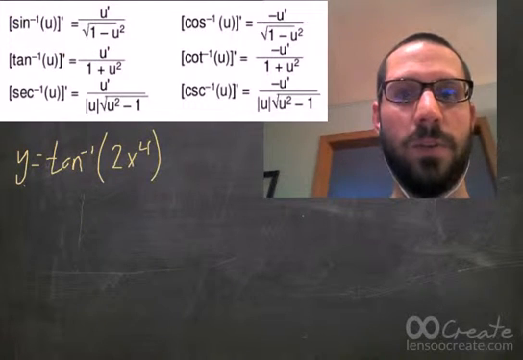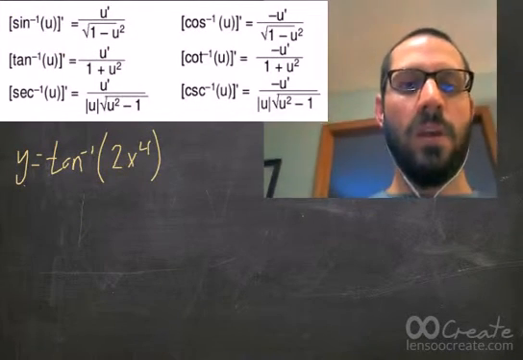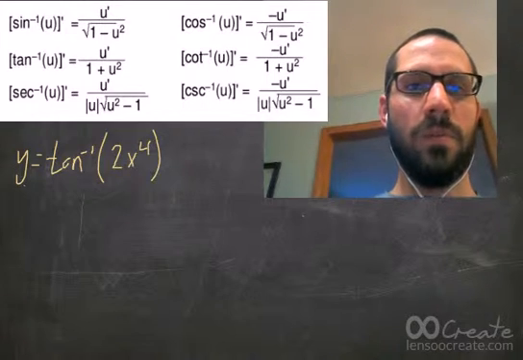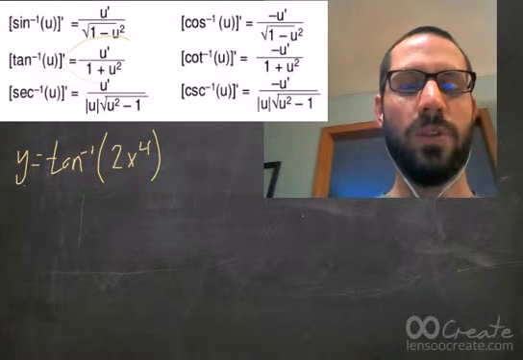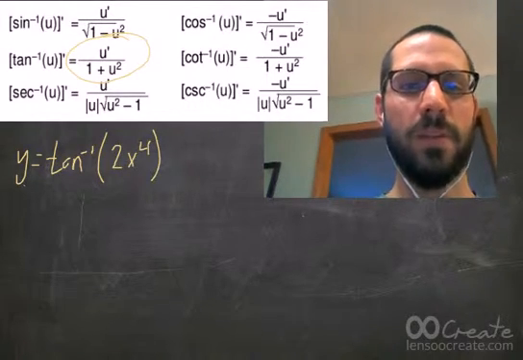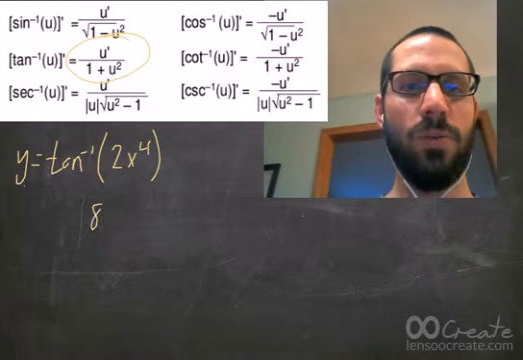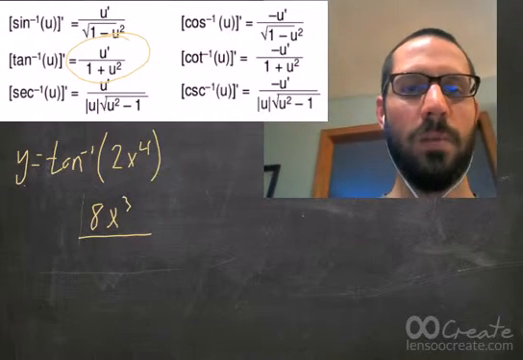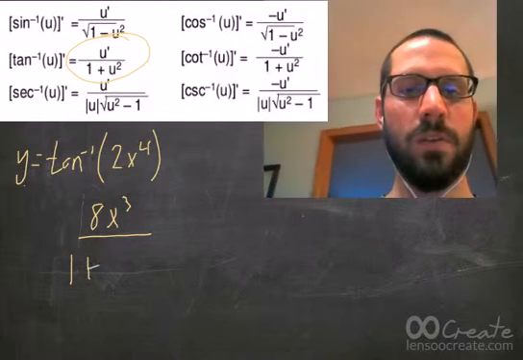All right, number 3, y equals tan inverse of 2x to the fourth. Let's take a look. Right there, our u is 2x to the fourth. U prime is 8x cubed over 1 plus u squared.